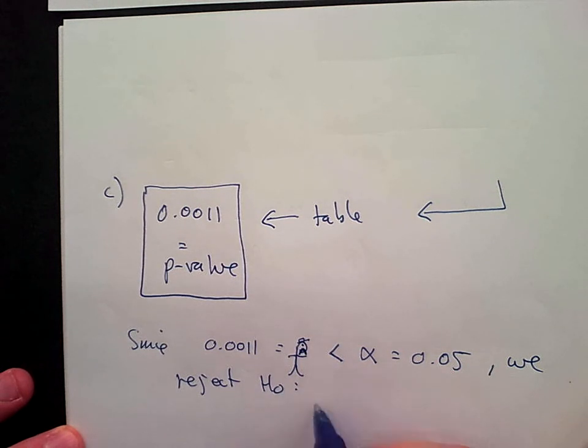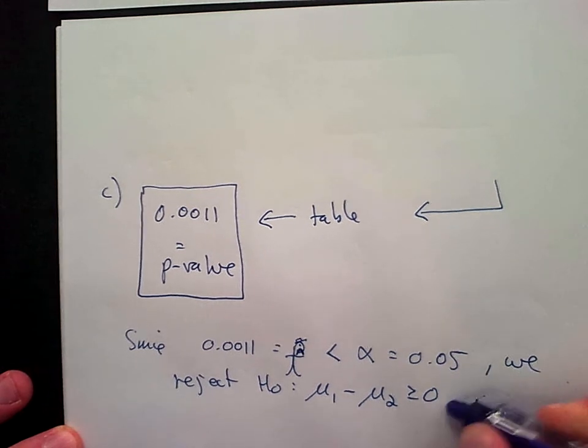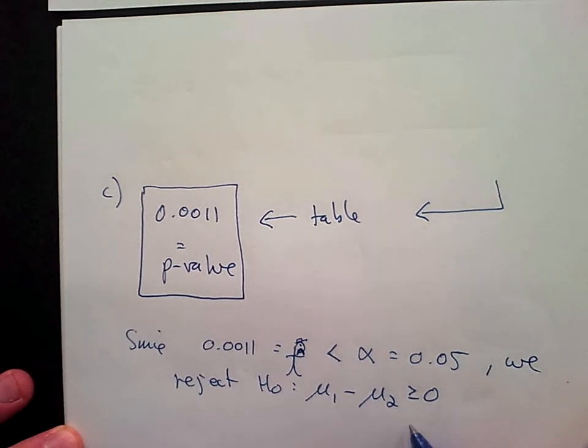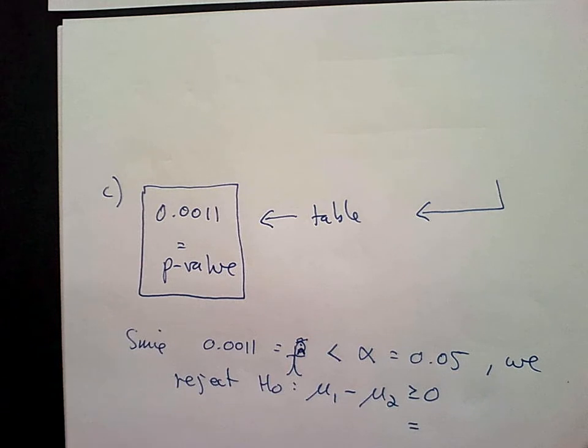We reject the null hypothesis, and here our null hypothesis is that mu1 minus mu2 is greater than or equal to 0. If we had a different symbol, we could have had the equal symbol in there as well. Either way, we're rejecting our null hypothesis. Is everybody good that we're rejecting it? This p is less than alpha.